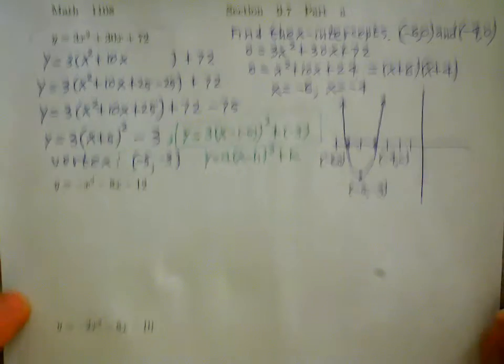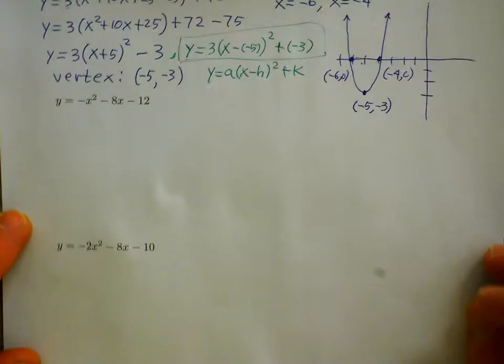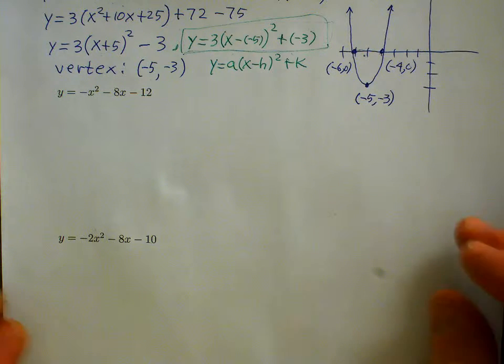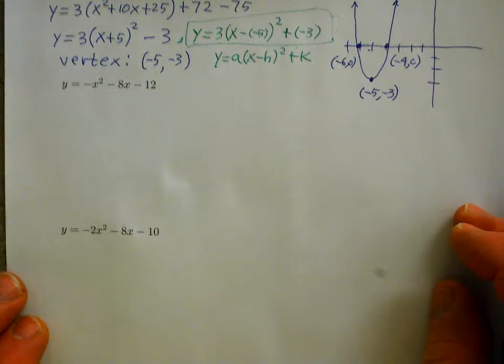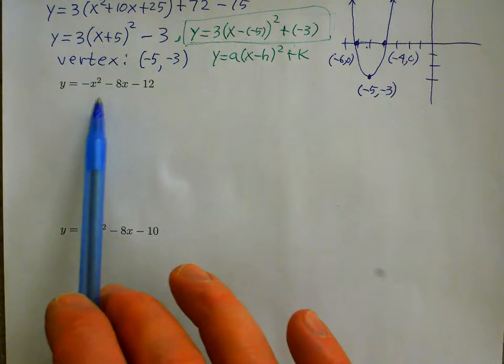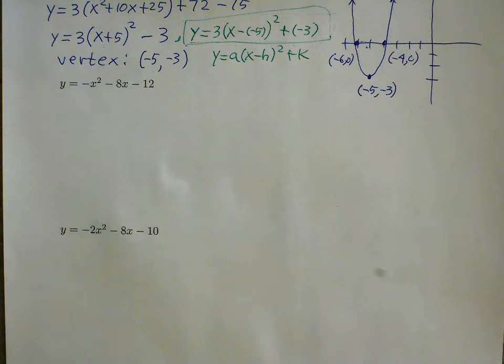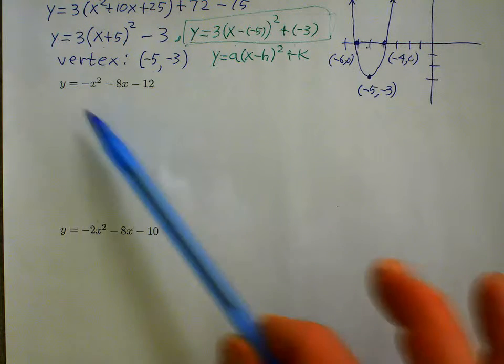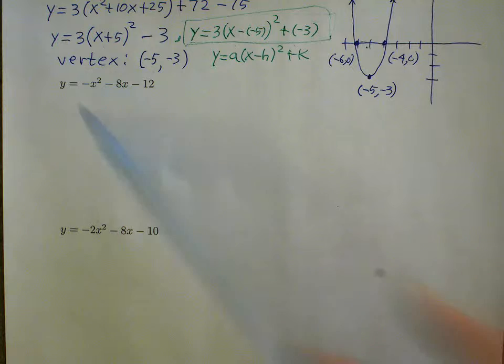Okay, the next example, y equals -x squared minus 8x minus 12. Okay, so what's one thing we know about the graph of this quadratic function, other than it's a parabola? It's gonna open upside down. Yeah, this parabola will open downwards because the coefficient of x squared is -1.